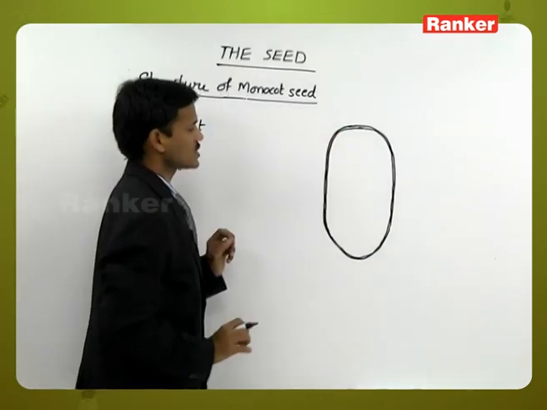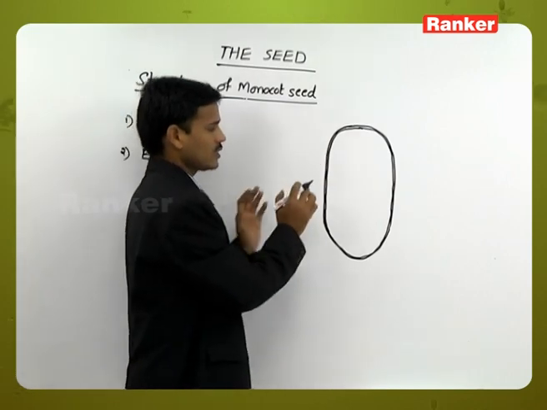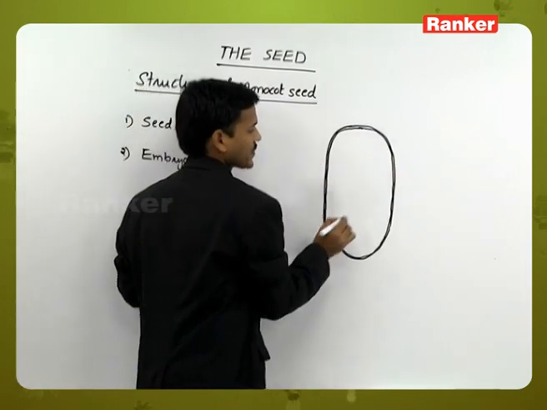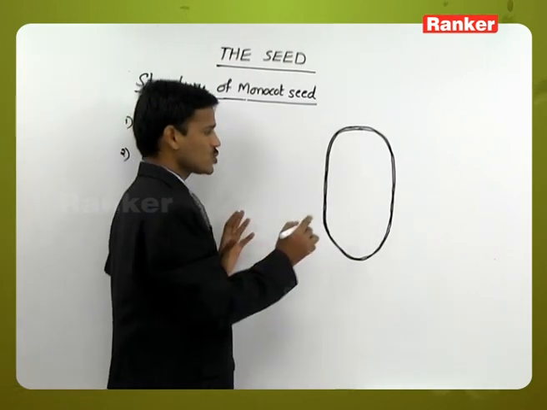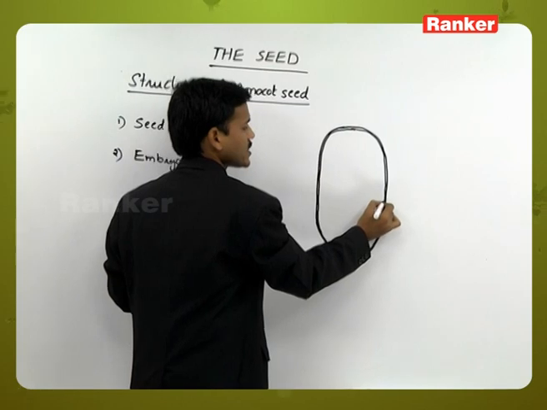So completely it is fused. Pericarp and seed coat both are fused. Next, inside, the major part is occupied by endosperm. So endosperm is present here.